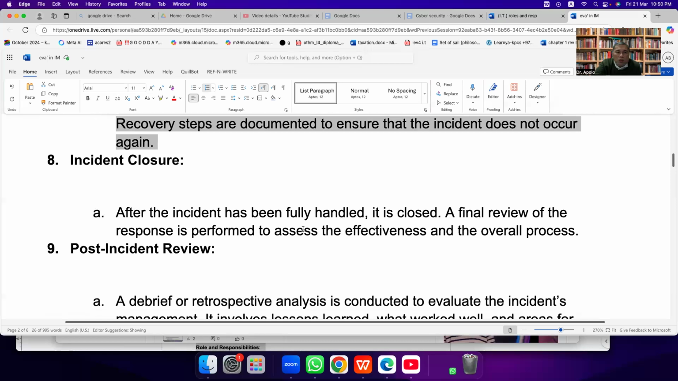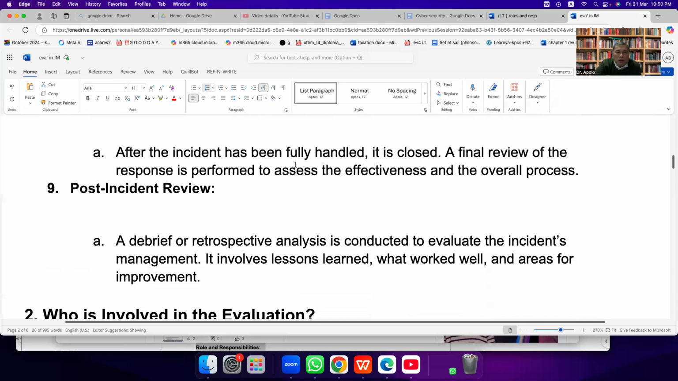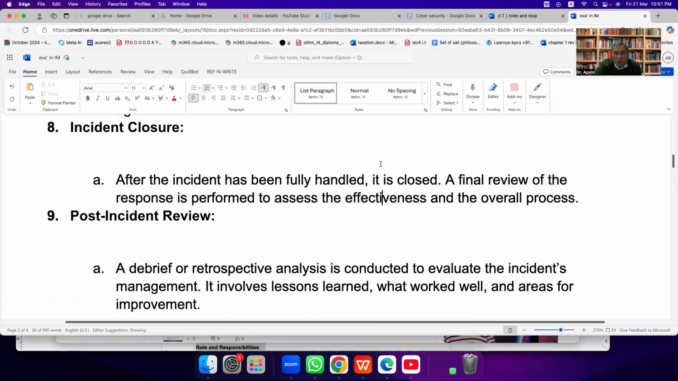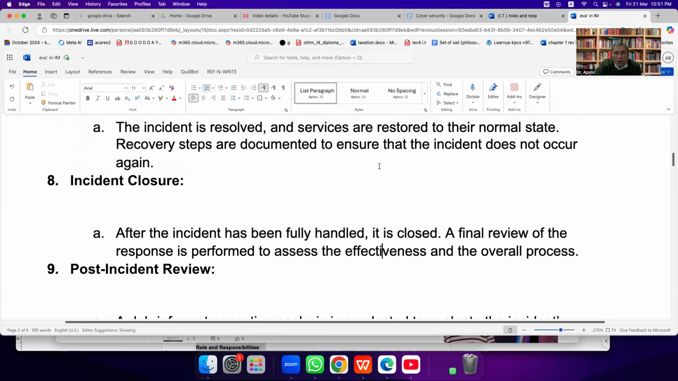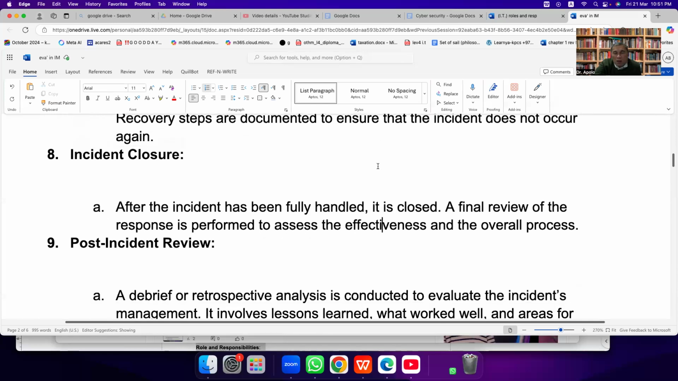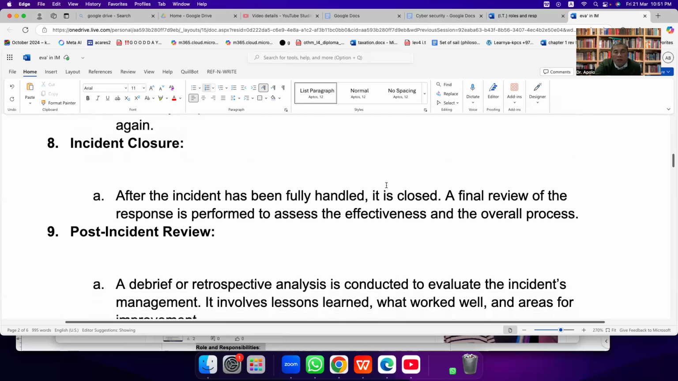And then closure. After the incident has been fully handled, it is closed. A final review of the response is performed to assess the effectiveness of the overall process. This has an implication on the policy, maybe a loophole in the policy. That's why the cyber attackers were able to circumvent the system and steal information.